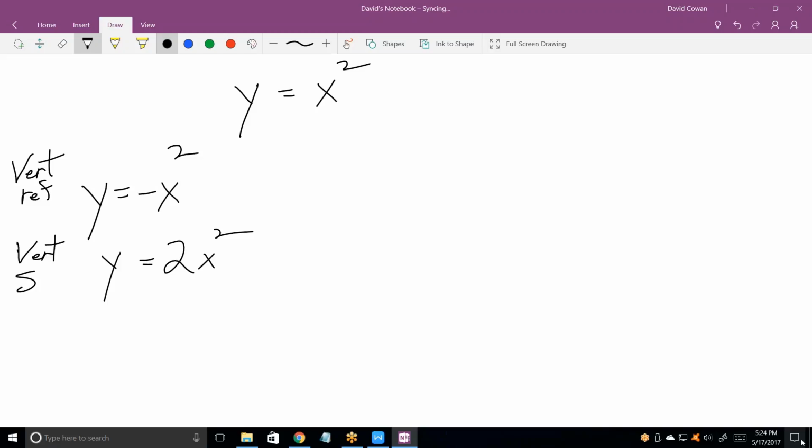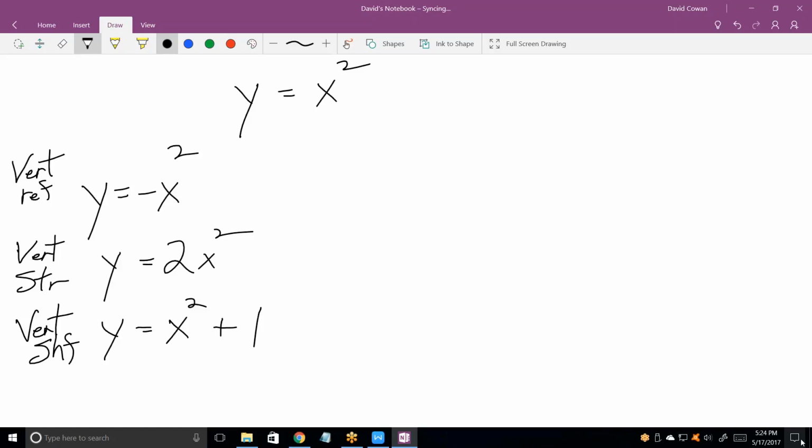Is that a vertical stretch? Okay. And what is this? A vertical translation. What is it? It's a vertical something. Shift.